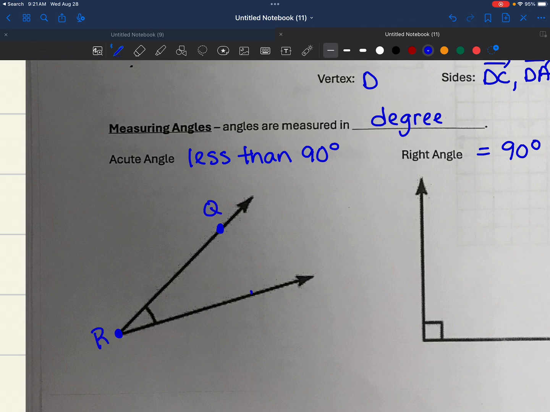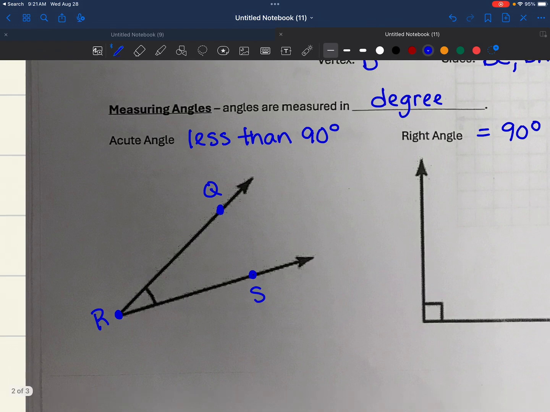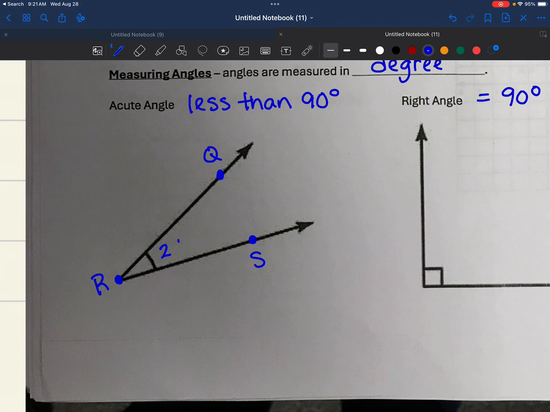We're going to name this QRS. Okay, and we're going to say it's 29 degrees.